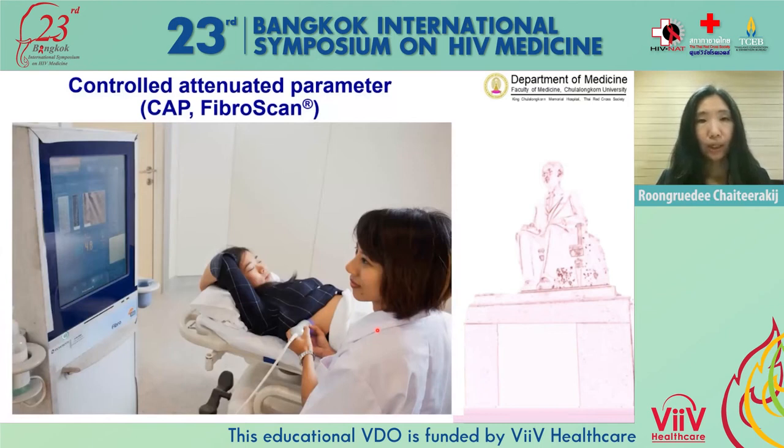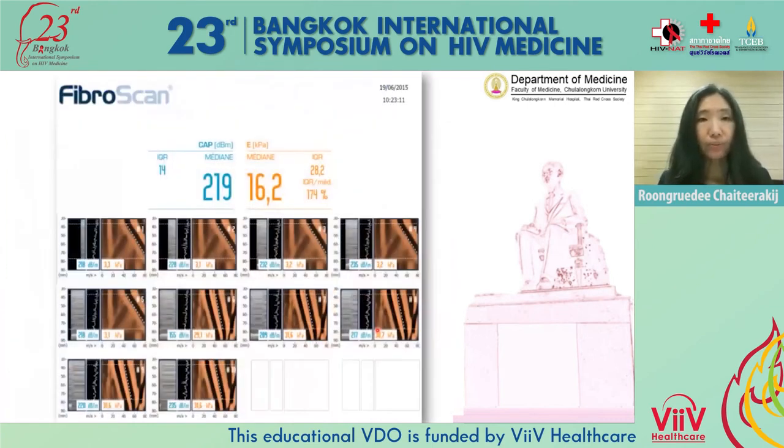This slide shows the method that we can use to measure the fat. This is called controlled attenuation parameter, or CAP, of FibroScan. This is very easy to perform and takes a very short duration, for example, just 3 to 5 minutes to perform the FibroScan. The advantage of the FibroScan is that it can give you a number for the fat, and it can also measure the fibrosis in the liver as well.